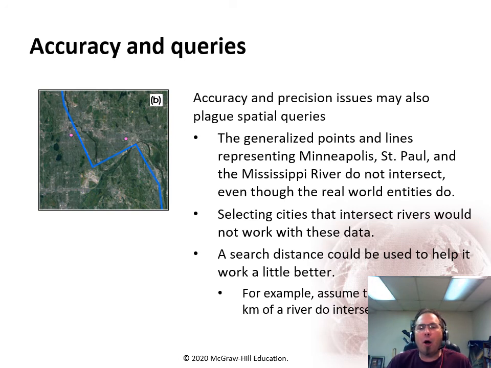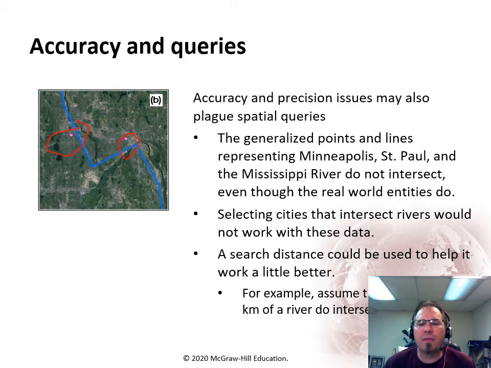Accuracy and precision also can play a role in this. A good example of this is with points. We know that a city that's being represented as a point might lie along a river, like for example, Minneapolis, St. Paul, which lie along the Mississippi River. But in GIS, that point may not land right on the river, so doing an intersect doesn't make sense. And you can see that this point here doesn't lie right on there, and this point doesn't lie right on there.